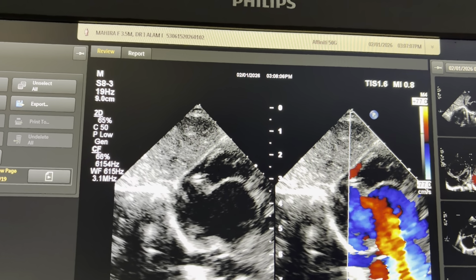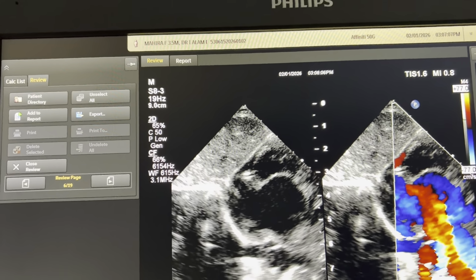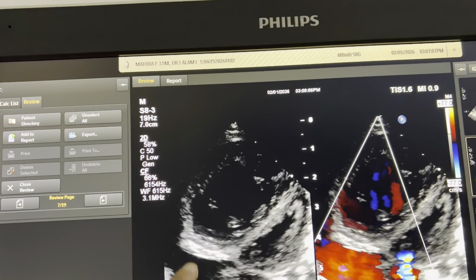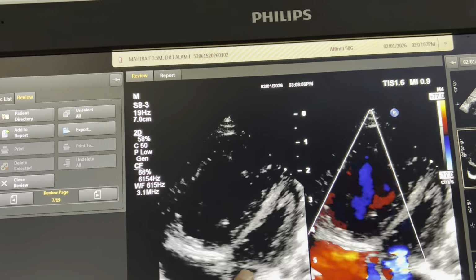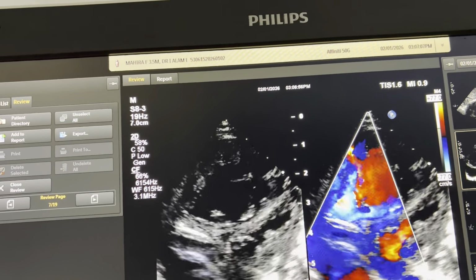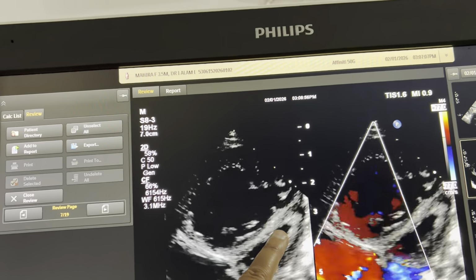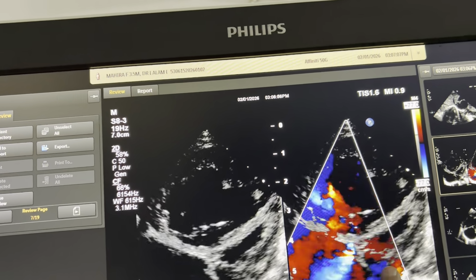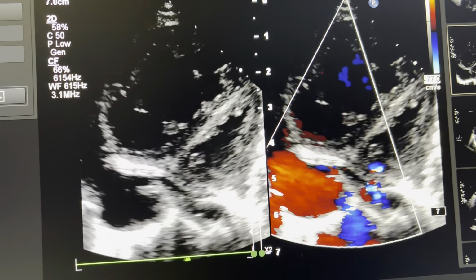Again, see the same thing. This is SVC flow. This is IVC. This is SVC. This is the four-chamber view. We see this is the right atrium. This is the right ventricle, severely dilated. This is the very small left atrium. This is the descending thoracic aorta. This is the aorta. This is the left ventricle. So left atrium and left ventricle are very small in size. This is mitral regurgitation. This is tricuspid valve regurgitation.